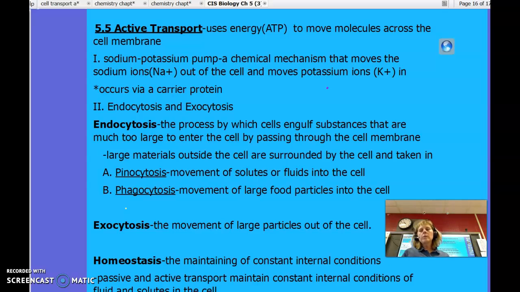So with active transport, we are talking about things that require the use of energy. And when we talk about energy in the cell, we are talking about that magical adenosine triphosphate molecule that gives up its phosphates as like little battery packs that are going to power processes that require energy in the cell. So one of these is something called the sodium-potassium pump.